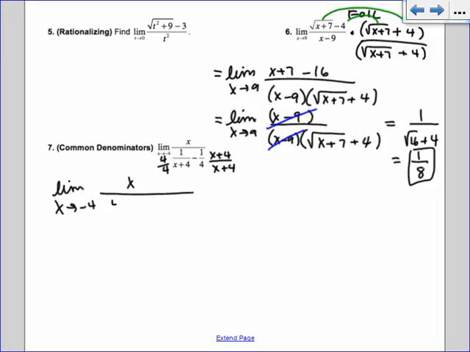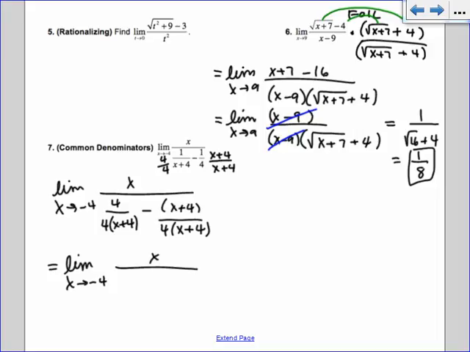So we get 4 over 4 times x plus 4 minus x plus 4 over 4 times x plus 4. So we get the limit as x goes to negative 4. And we're combining that denominator. So we have the same denominators. We have 4 times x plus 4. So we combine them into 1, and we have 4 minus parentheses x plus 4, all over 4 times x plus 4.